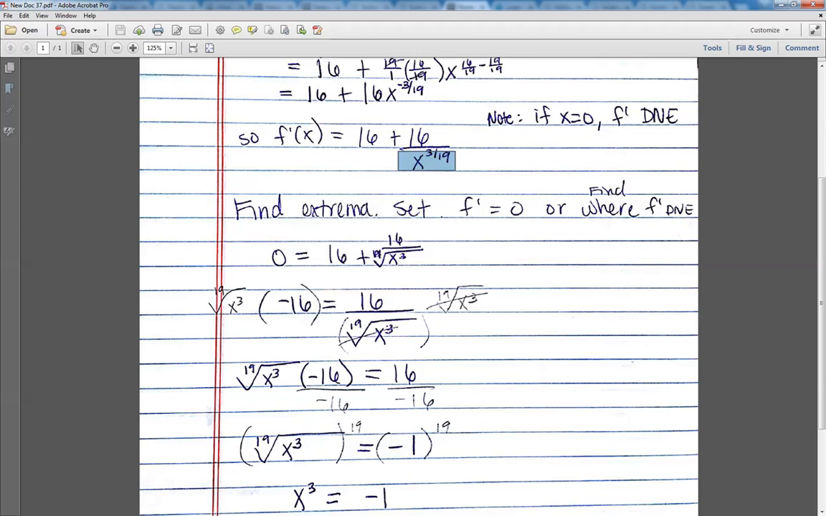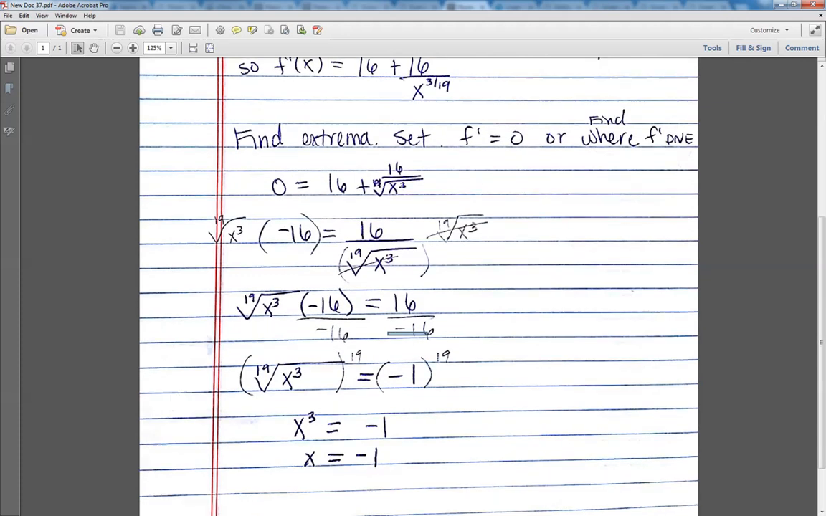So here you see me multiplying both sides by the denominator, which then leaves me with the 19th root of x cubed times negative 16 equals 16. So I'm trying to isolate my radical here, and so I'm going to divide both sides by negative 16. When I divide the right-hand side by negative 16, I get a negative 1.